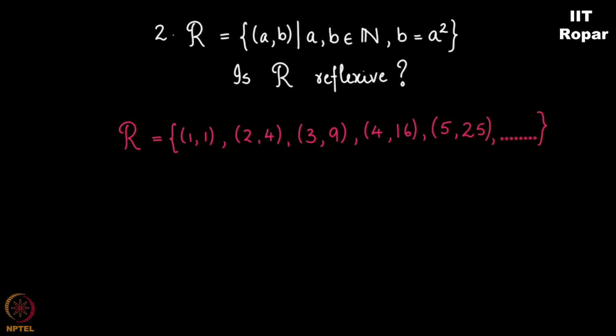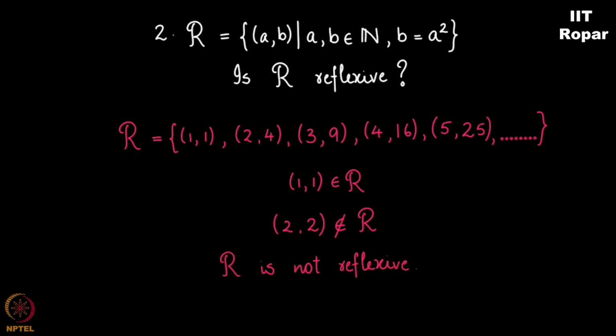Now you see (1, 1) belongs to R. 1 is 1 square and hence it is there in R. But (2, 2) does not belong to R, because 2 is not equal to 2 square. The reason is the same for all the other natural numbers, such as (3, 3), (4, 4) and so on. We don't have these elements in R, and hence this is not a reflexive relation.